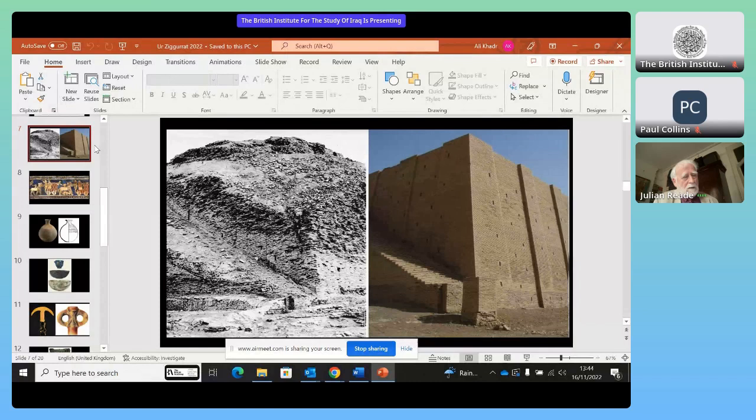It's plain that conservation was essential to protect the structure, and the result is visually impressive, but it raises questions over authenticity, to which there is no easy answer. The good condition of the Ur Ziggurat and some Egyptian pyramids has also led to the supposition that one of these two forms of architecture was inspired by the other.